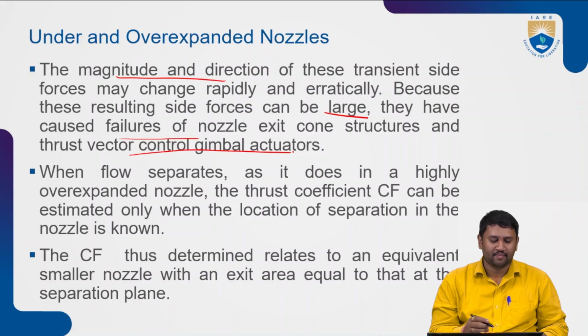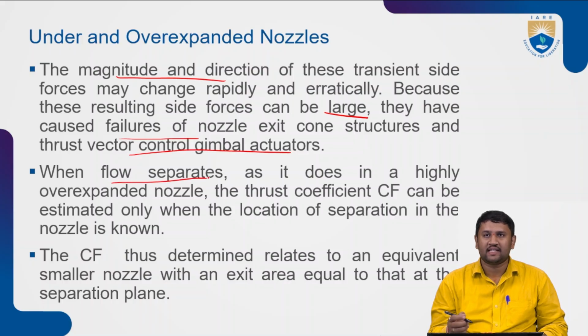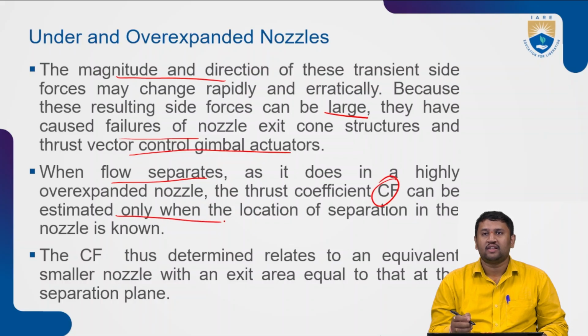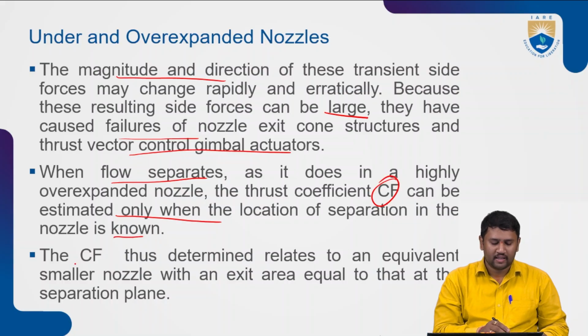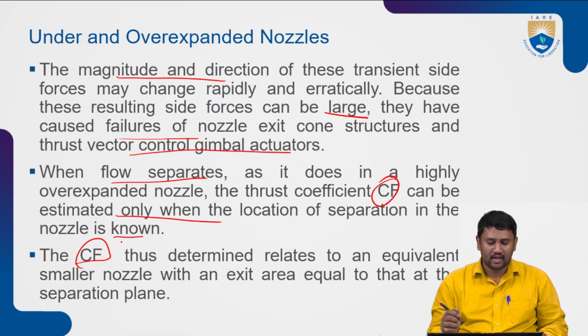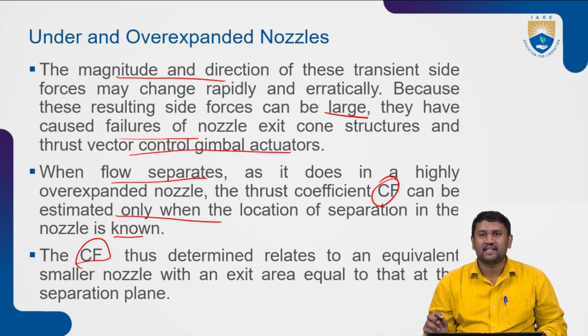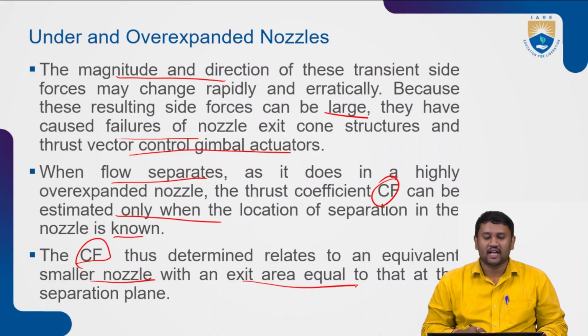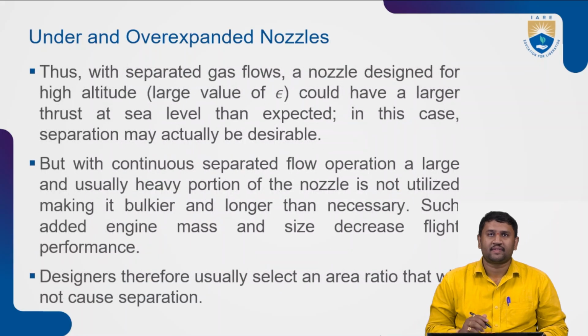side forces can be large and have caused failures at nozzle exit core structures and thrust vector control gimbal actuators. And when a flow separates, as it does in a highly overexpanded nozzle, the thrust coefficient, that is CF, can be estimated only when the location of the separation in the nozzle is known. The CF, that is the thrust coefficient, thus determined relates to an equivalent smaller nozzle with an exit area equal to that at the separation plane.